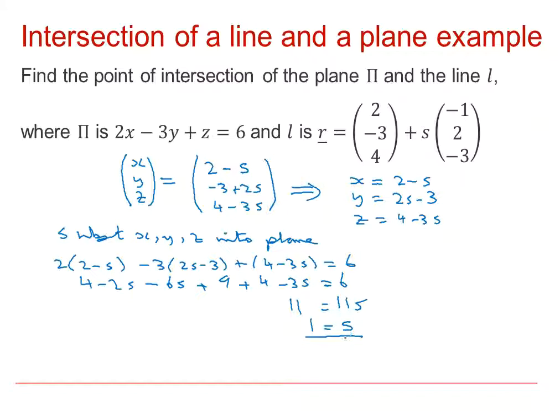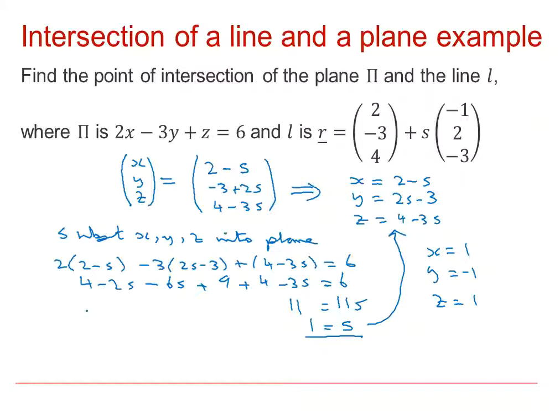Now sometimes students aren't sure what to do with this parameter. Now we have the value, the only sensible thing I can do once I've got the parameter is to put it back into my parametric equations and find x, y, z. So x is 2 take away 1, y is 2 take away 3, and z is 4 take away 3.